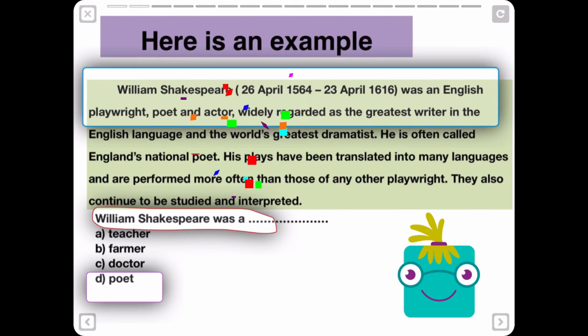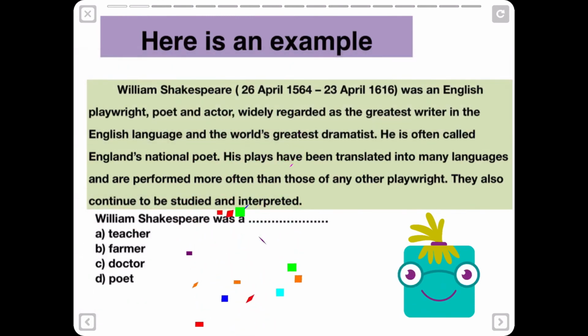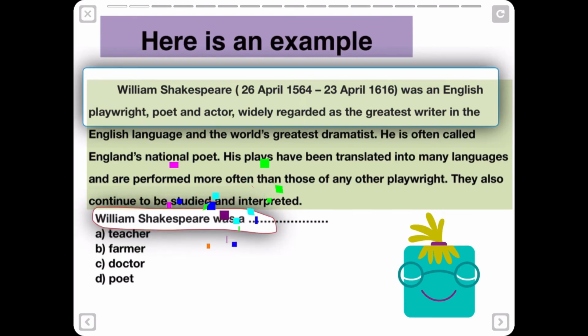William Shakespeare was an English playwright, poet, and actor, widely regarded as the greatest writer in the English language. So here, William Shakespeare was a teacher, farmer, doctor, or poet. Poet. Yes, very good. William Shakespeare was a poet. In the passage, they tell us that William Shakespeare was an English playwright, poet, and actor. So we're going to choose poet.